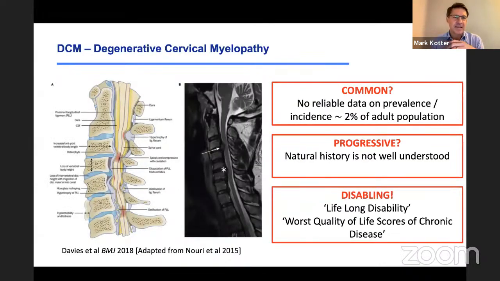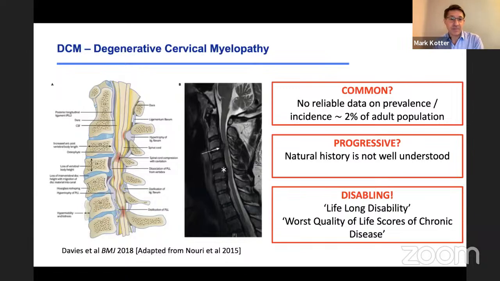This is a condition that is caused by quite a range of pathologies of the spine, as you know, and all of these converge to a syndrome that we call myelopathy. We think it's common, but actually the data isn't very strong. The last estimate is that about 2% of the adult population might be affected by this condition. Of course, there are various degrees of this condition as well. We see progressive cases when we operate on patients, but frankly, the natural history is not very well understood.